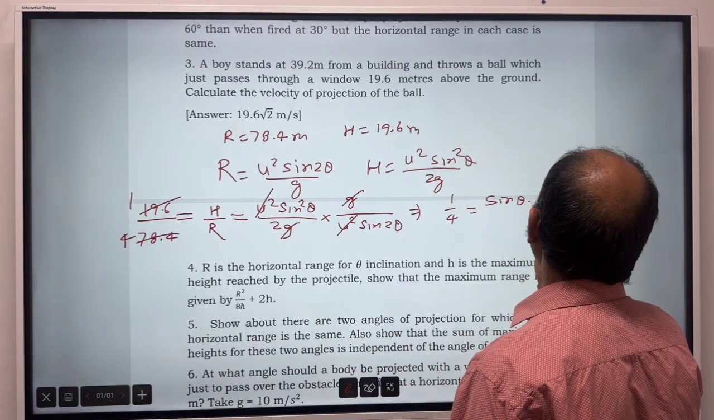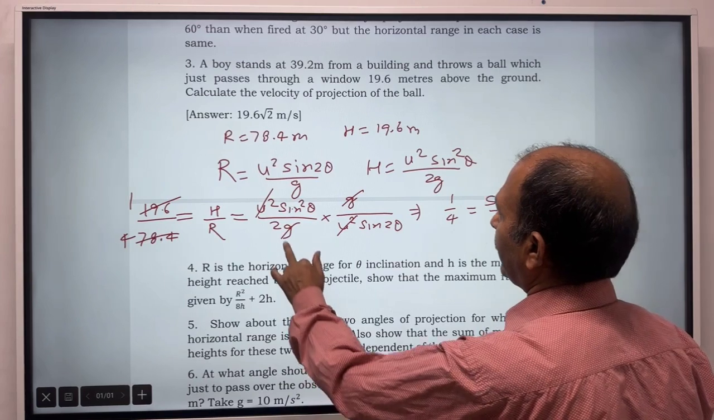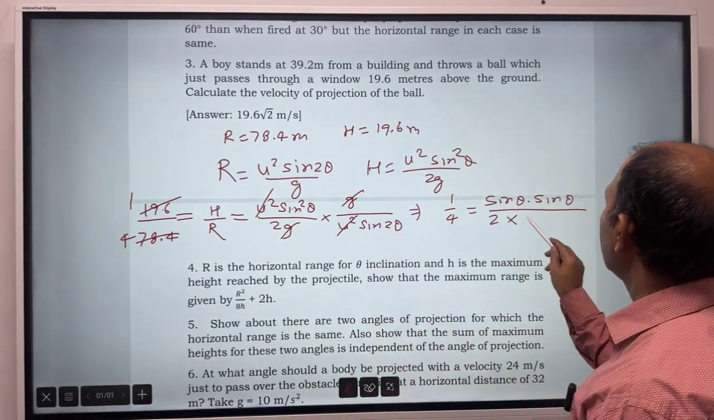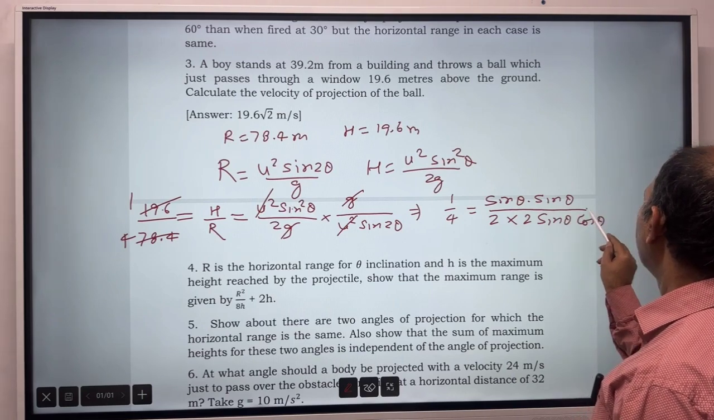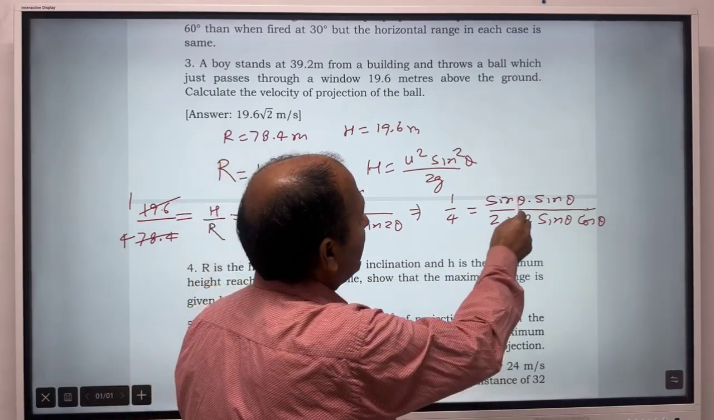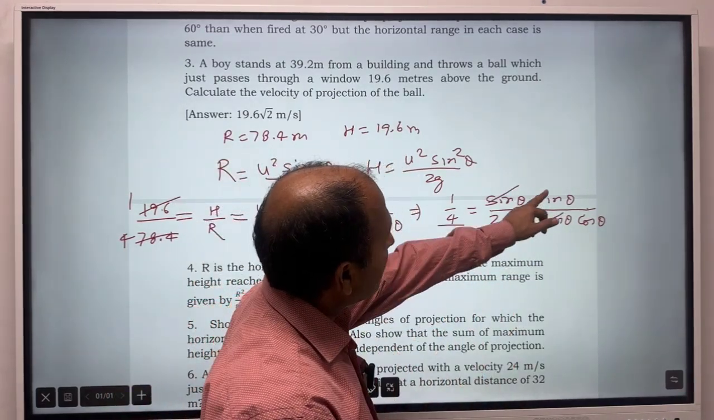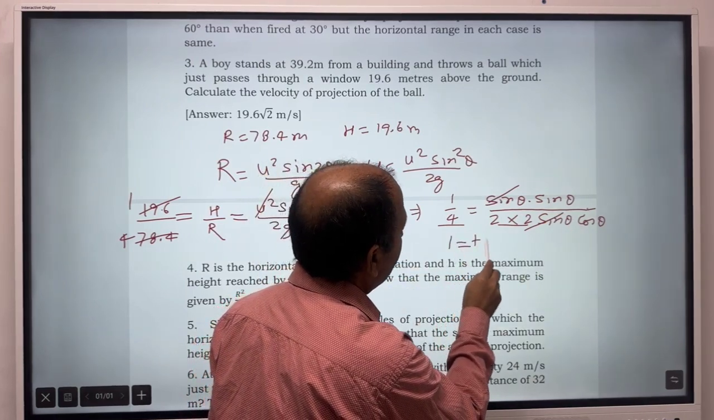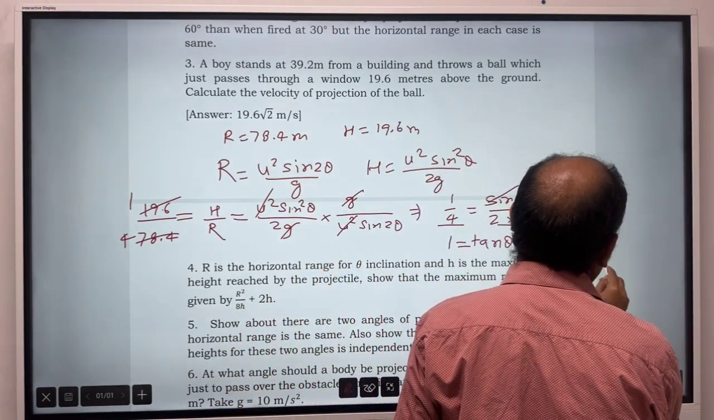So 1/4 equals sine theta into sine theta divided by, in denominator there is 2 times sine 2 theta, which can be written as 2 sine theta into cos theta. Now 1 sine theta will cancel out from here and 1 by 4 will cancel out from here, and sine theta upon cos theta will become tan theta. So you can say 1 equal to tan theta, or theta equal to 45 degree.